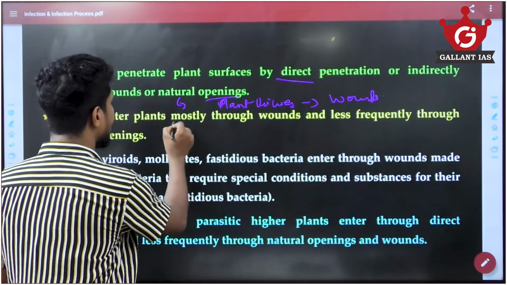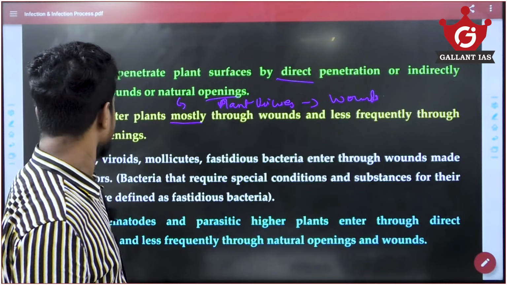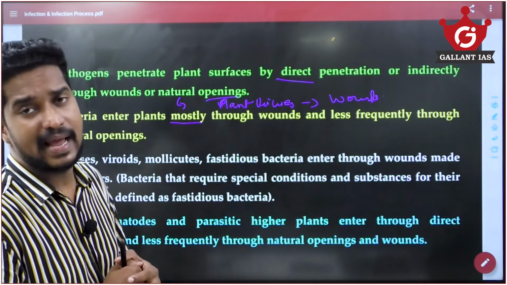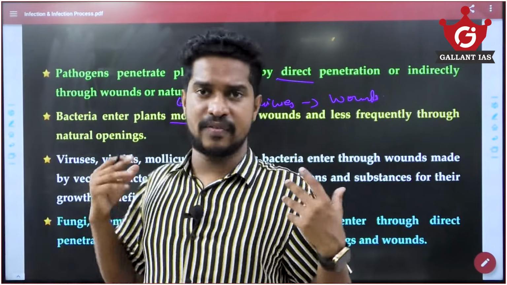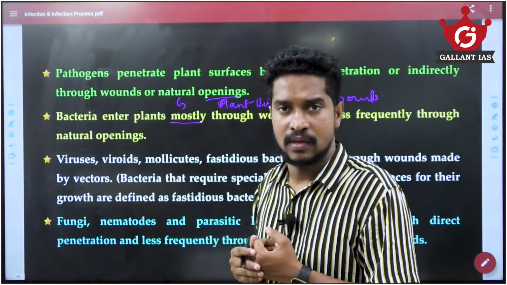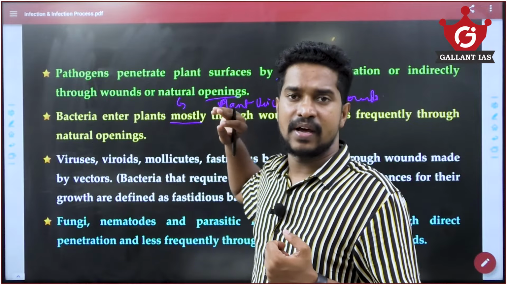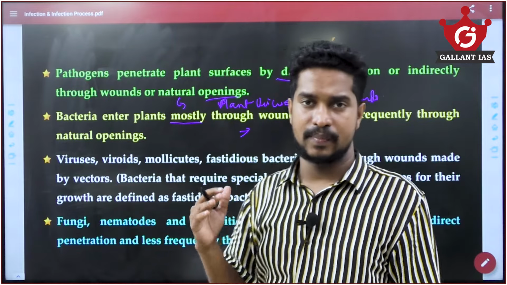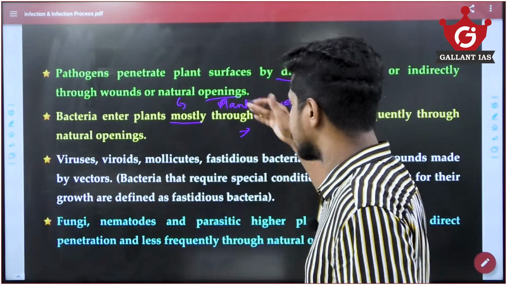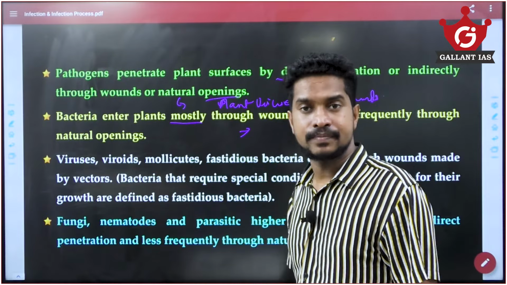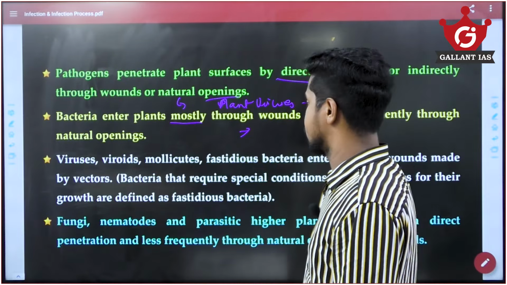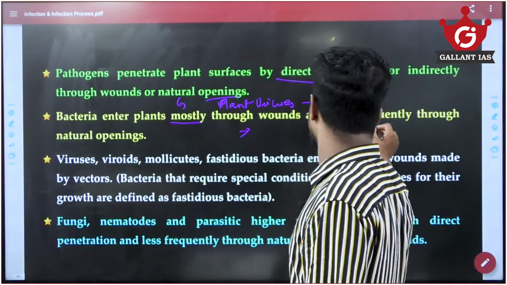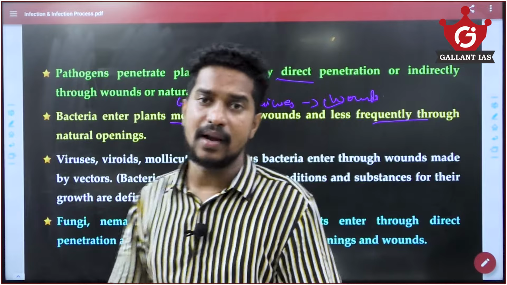Bacteria enter plants mostly through wounds and less frequently through natural openings. We have discussed this regarding plant viruses and bacteria: there is no pre-penetration in bacteria and plant viruses. Bacteria enter plants mostly through wounds and less frequently through natural openings.